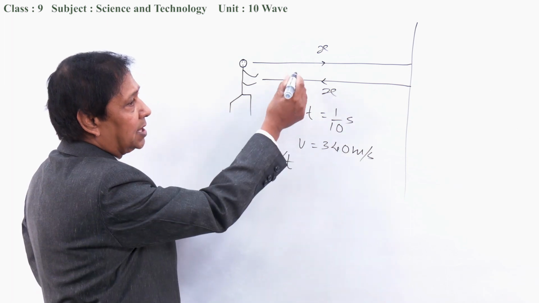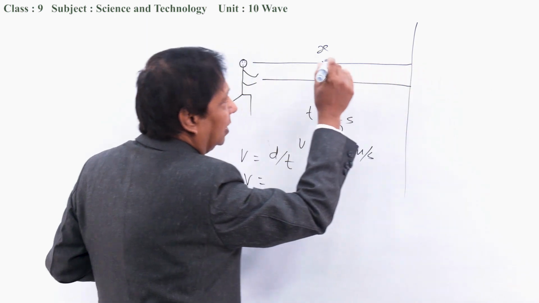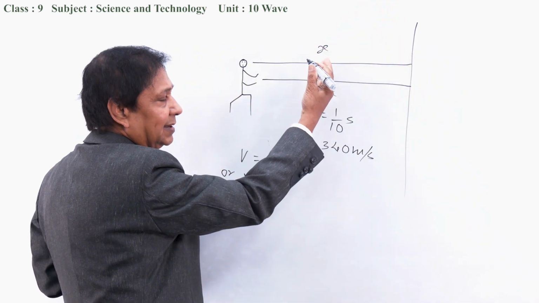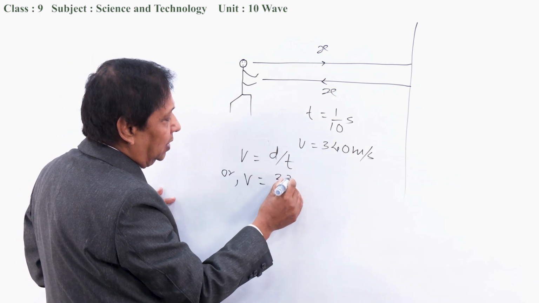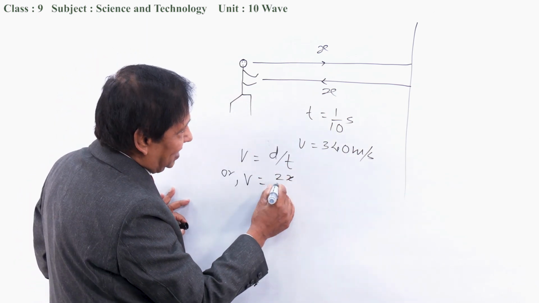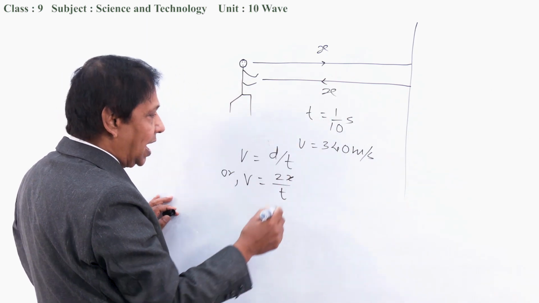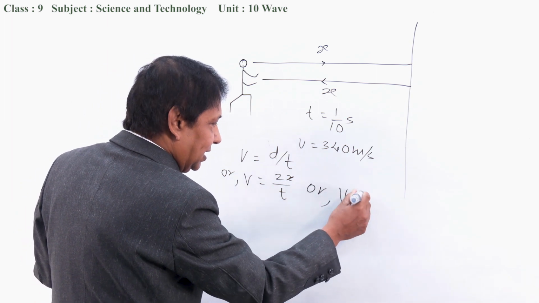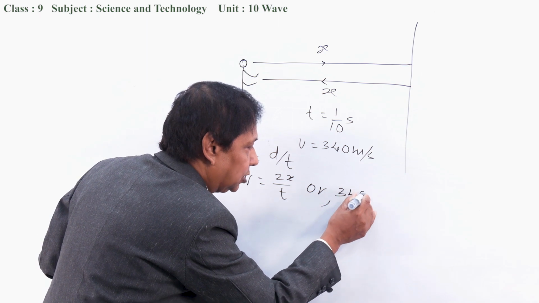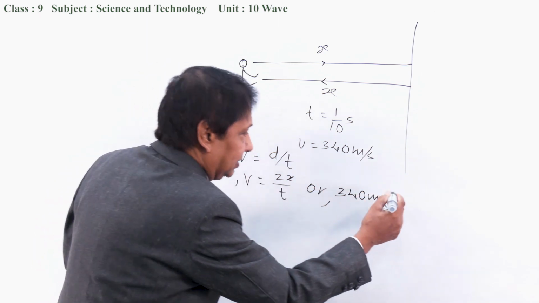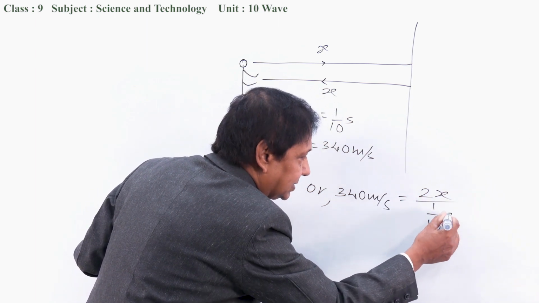Velocity equals, here sound travels 2x distance while going to this wall or surface, x, and again coming back to his ear, x. It means it covers 2x distance, and the time taken to cover this 2x distance, if taken as t, then we can say that v is 340 meter per second. Let's say 340 meter per second is v, and this is equal to 2x, and time is 1 by 10 second.